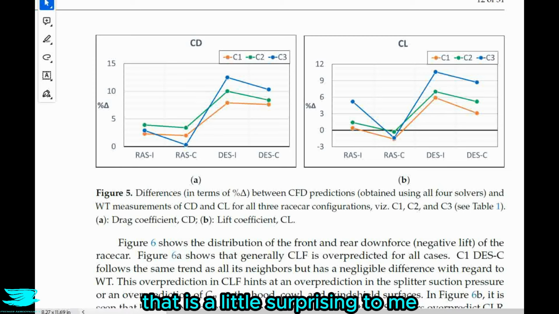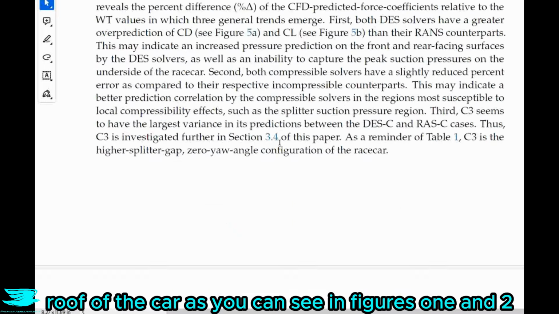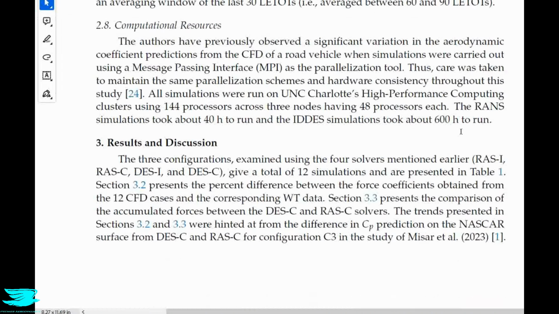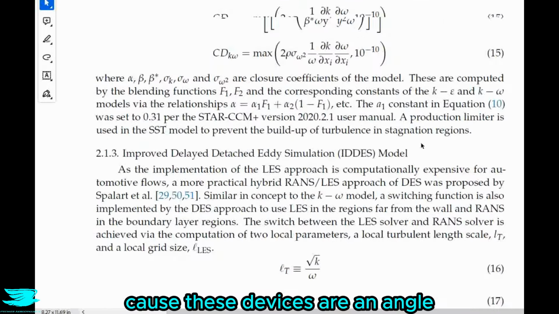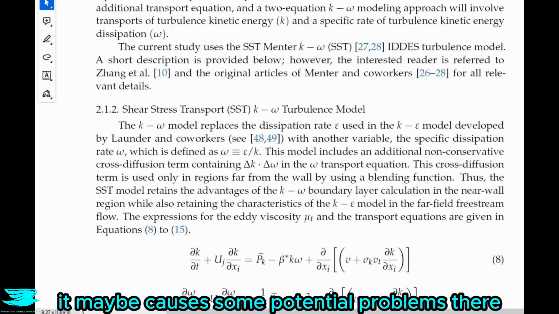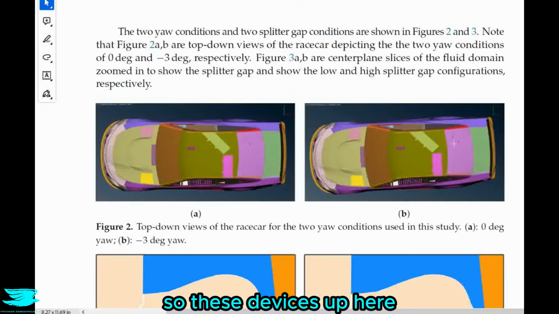So the blue line. That is a little surprising to me because straight is usually easier, but then again, perhaps the Aero devices on top of the roof of the car, as you can see in figures 1 and 2, make it harder perhaps when it's straighter because these devices are at an angle. So when you put it straight, it maybe causes some potential problems there. So these devices up here.